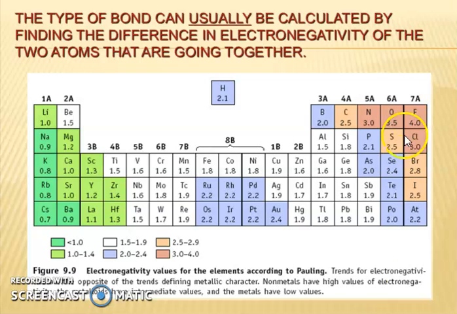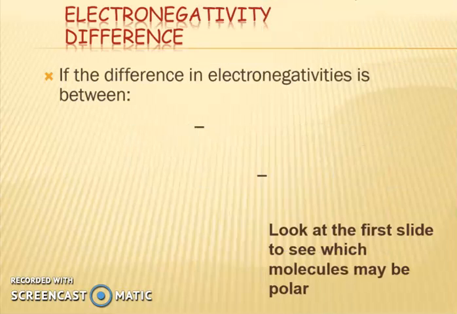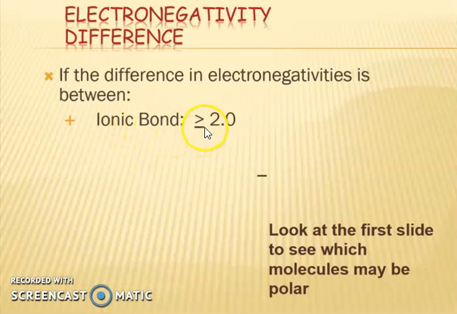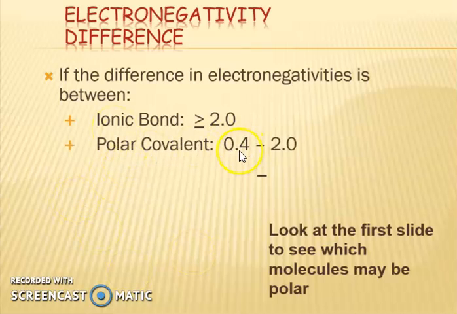Okay. So now we can take this information, these exact electronegativities, and we can figure out what type of bonds things have. Okay, so moving on. The difference in electronegativities between two different atoms, if it is greater than or equal to 2, then it's going to have an ionic bond. Okay, if it is between 0.4 and 2, not including these two numbers, then it's going to be a polar covalent.